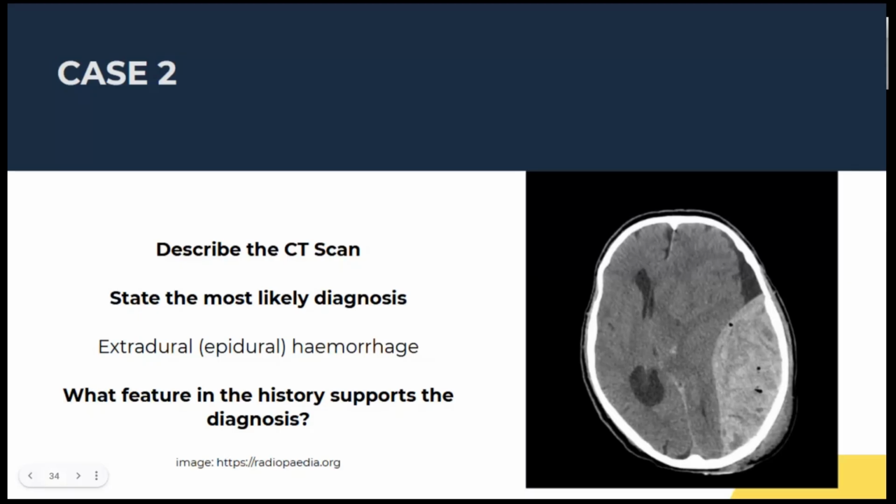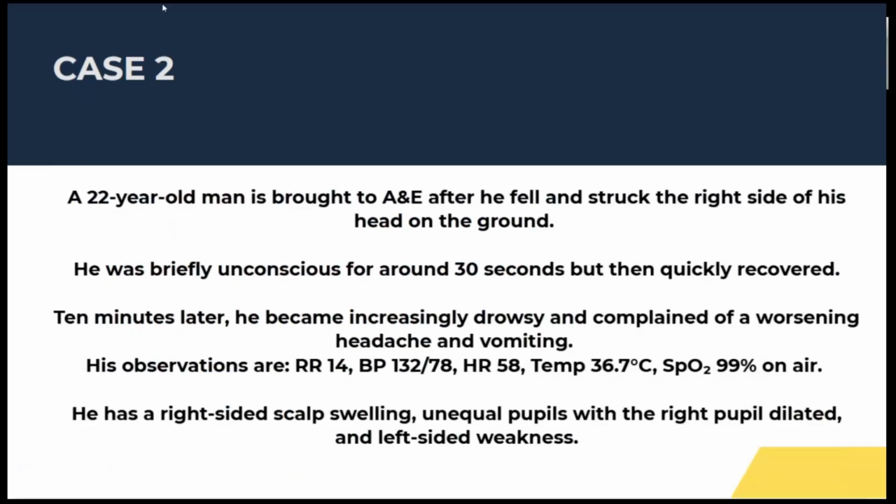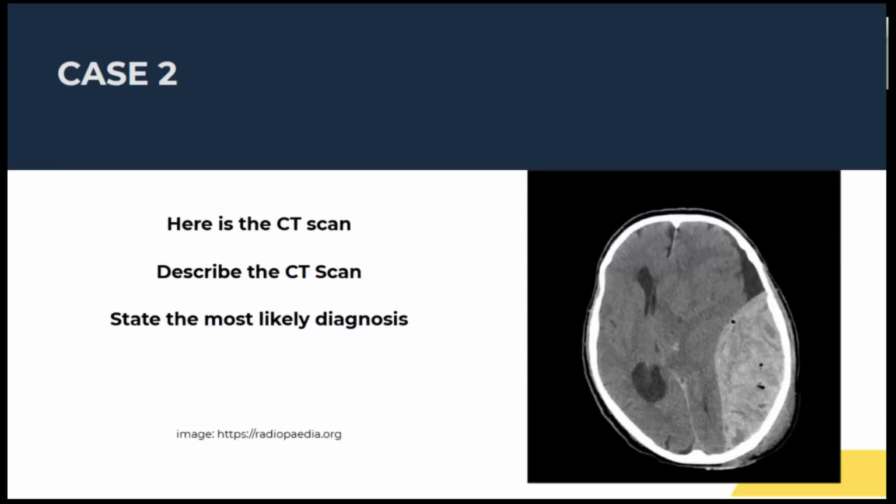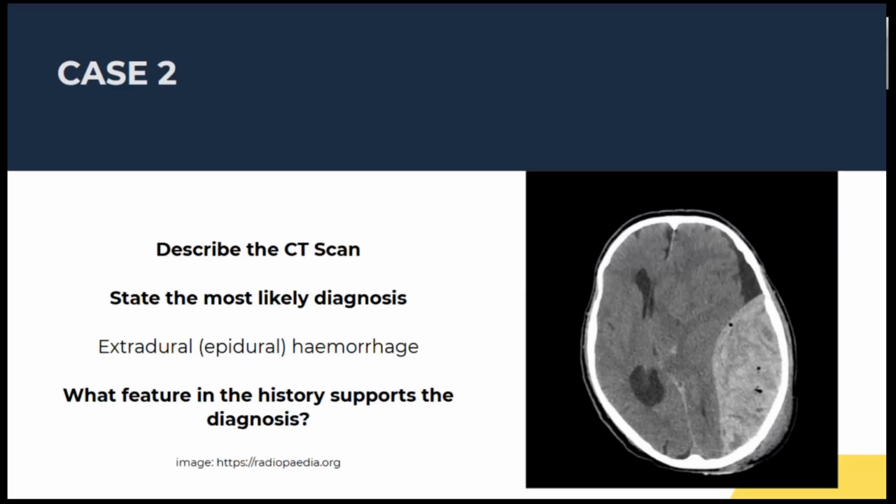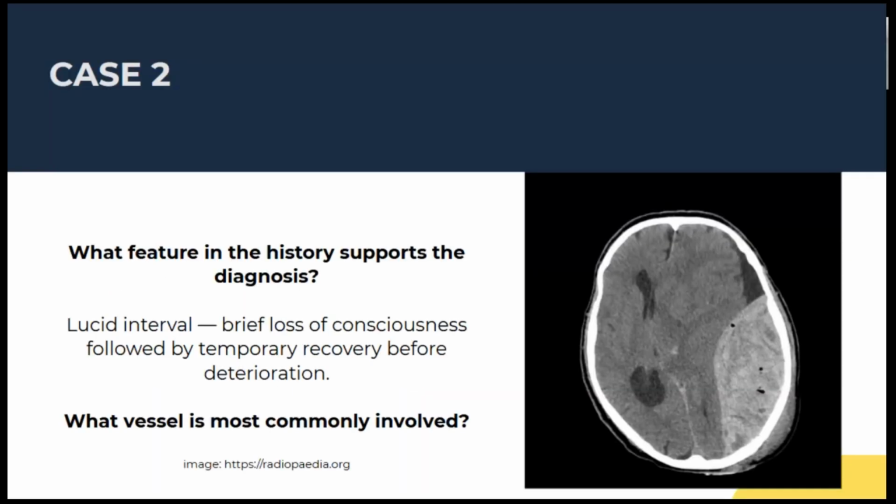So, what features of the history support our diagnosis of the epidural hemorrhage? I'll just put the history back up for you. There's one feature that's quite pathognomonic of an epidural hematoma on the history. Yes, that's correct, Max. We've got our lucid interval, which is where you are knocked unconscious, you wake up, and then you start deteriorating again. That's wonderful. And which vessel is most commonly involved with epidural hematomas?